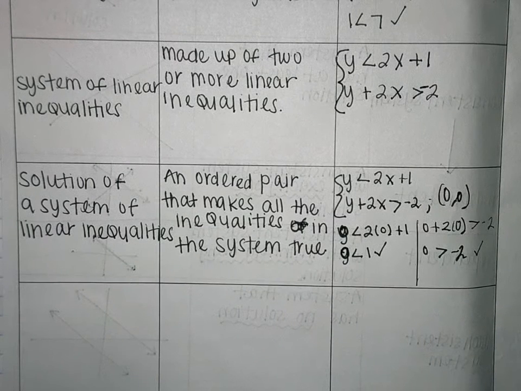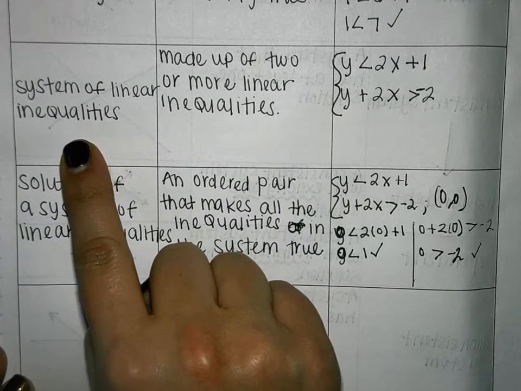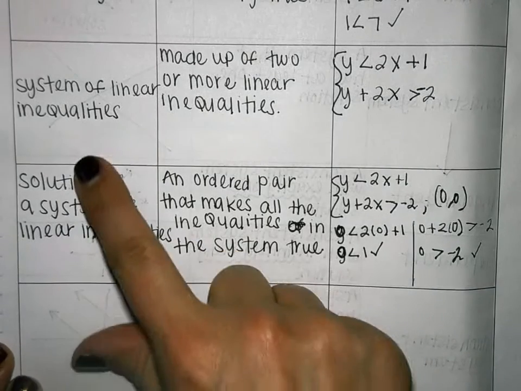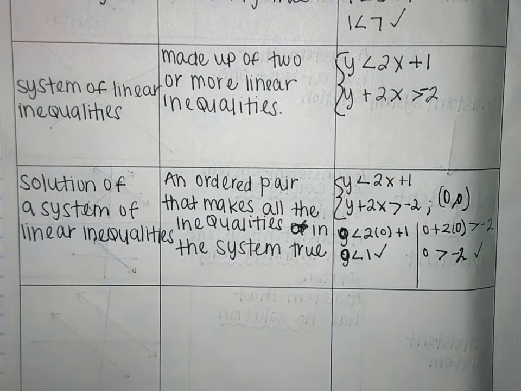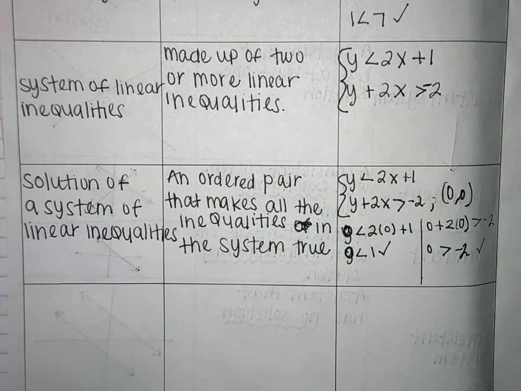Okay guys, we are doing lesson 4-6 today, which is the last lesson of the unit. So before we start, we're going to add the last two definitions to our vocabulary page. Our first definition is a system of linear inequalities. A system of linear inequalities is made up of two or more linear inequalities.